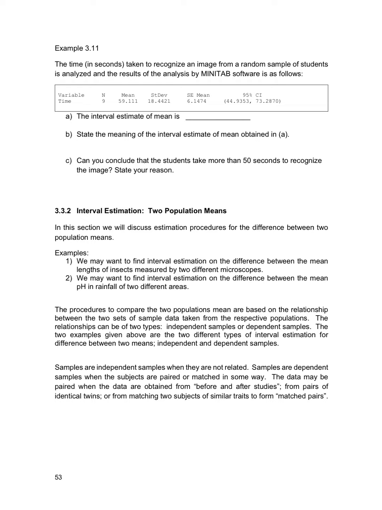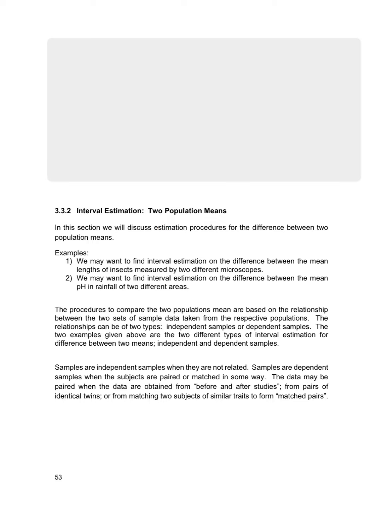3.3.2 Interval estimation for two population means. We will discuss the estimation procedure for the difference between two population means. Let's go into an example first. We may want to find the interval estimation on the difference between the mean length of insects measured by two different microscopes. Another one, we may want to find the interval estimation on the difference between the mean pH in rainfall of two different areas.